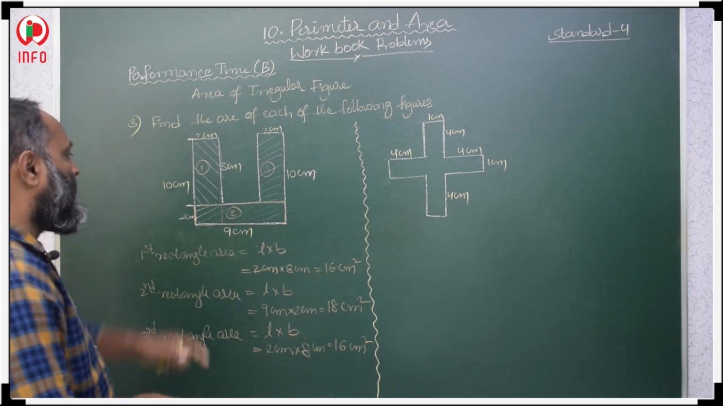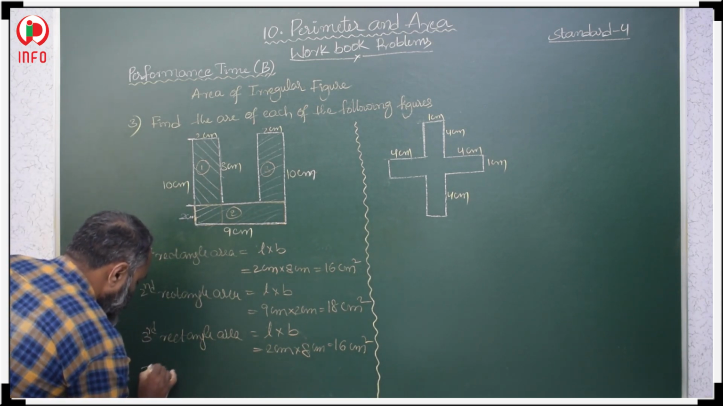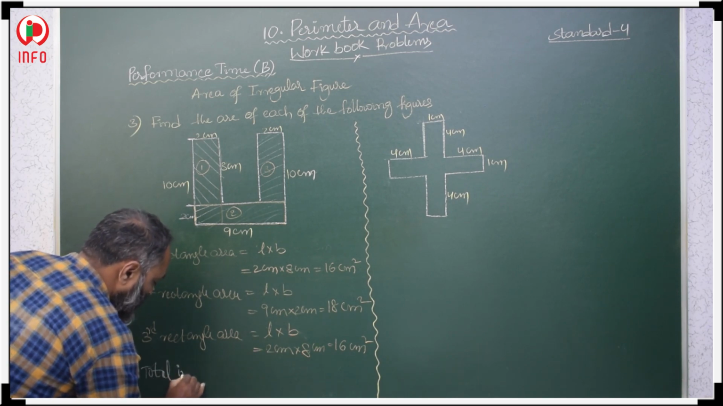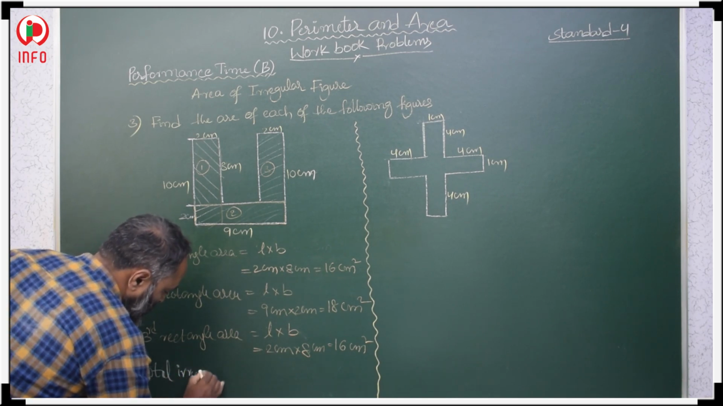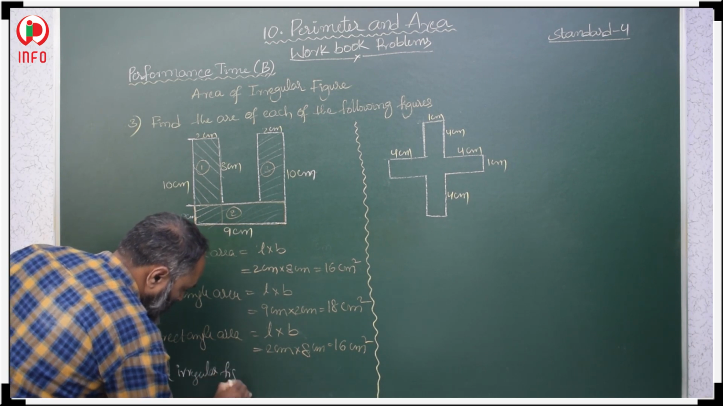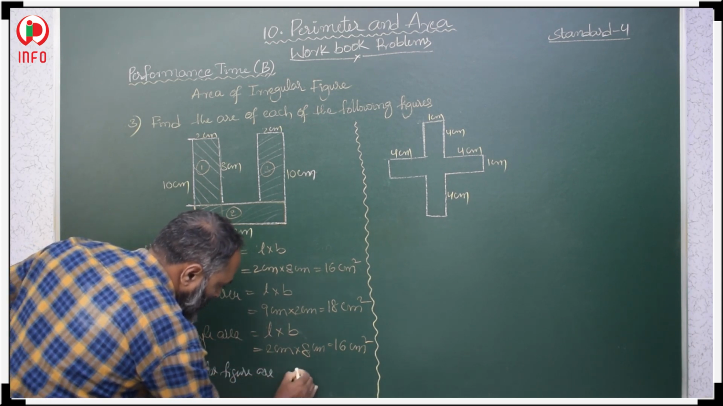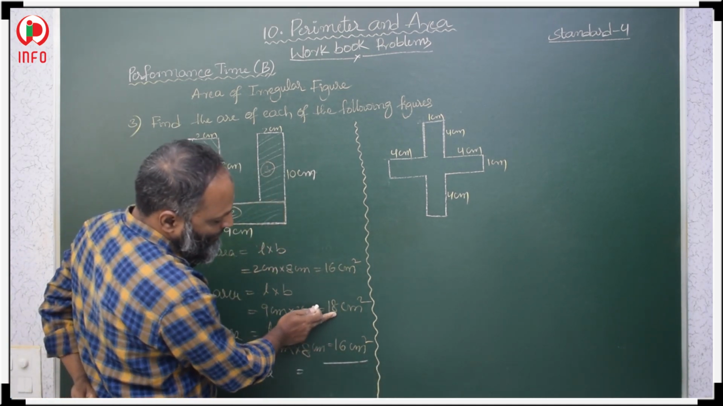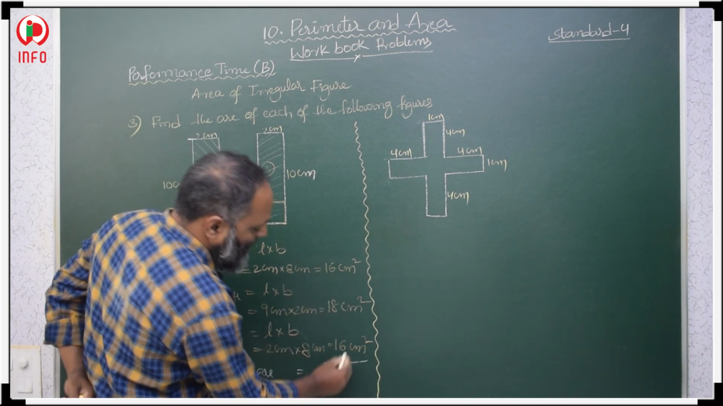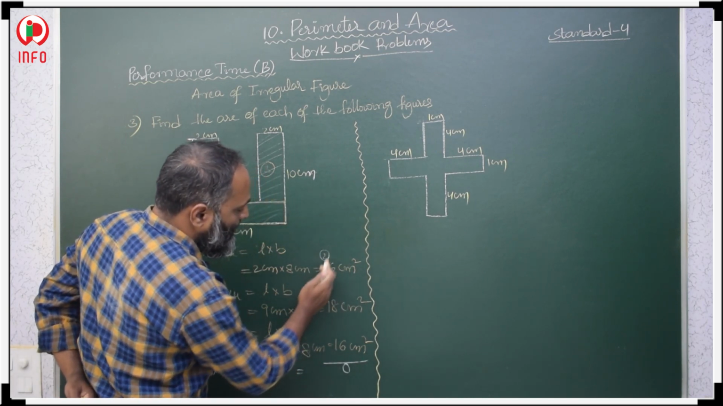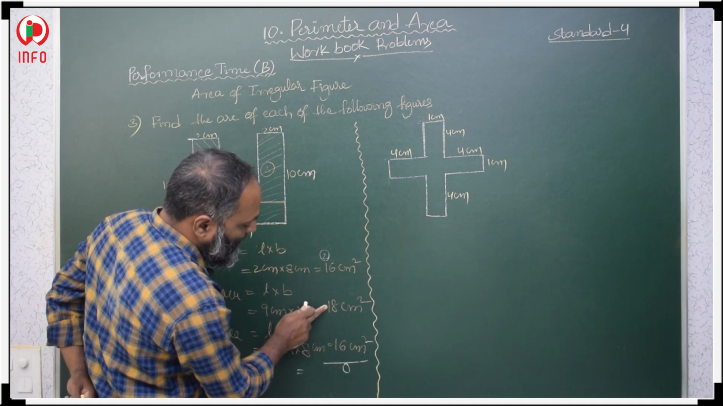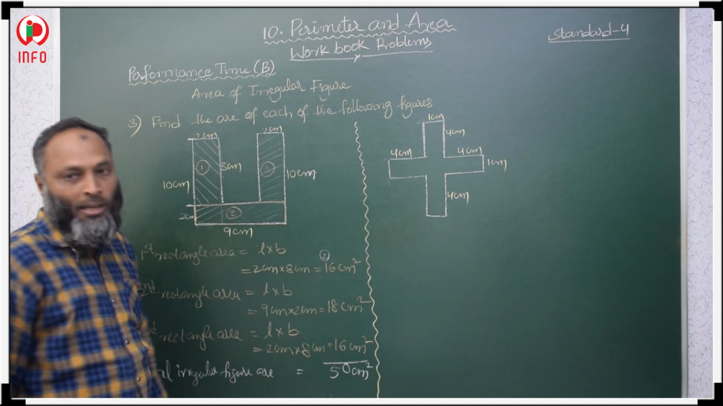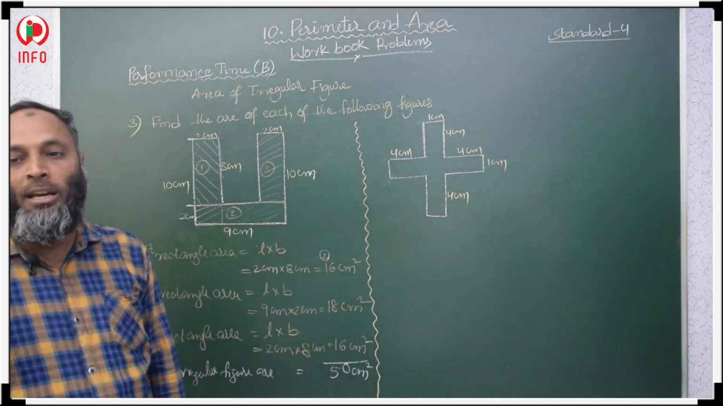Now after that, the total irregular figure area is equal to adding all this: 16 plus 18 is 34, 34 plus 16 is 50. 50 square centimeters. This is the total area.